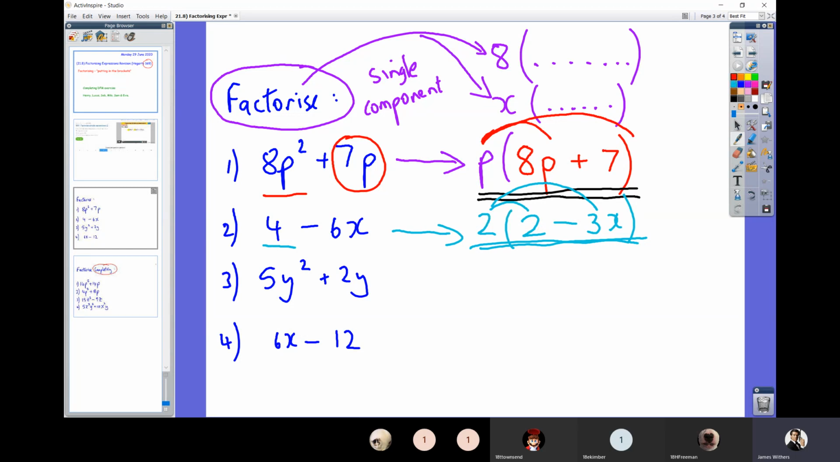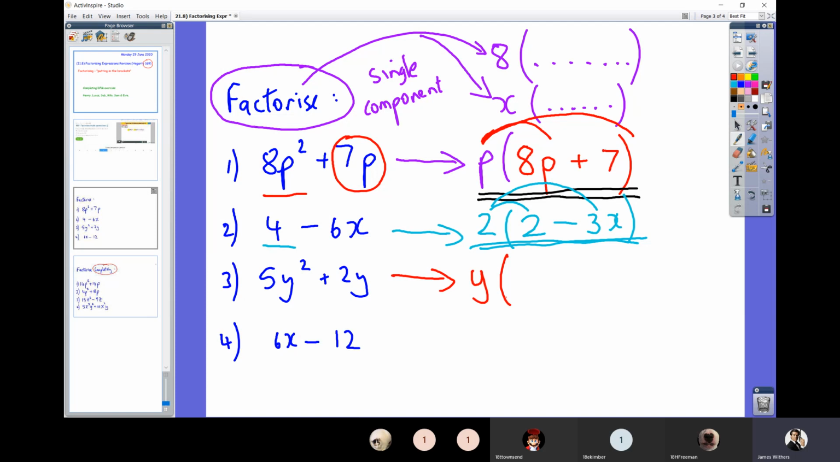Okay, question 3. Can I take out a number here? No, I can't. Apart from 1, there isn't a whole number that goes into both 2 and 5. Can I take out any y's? Yes, I can, because I've got a y squared and a y. So what's common to both? I can take a y outside my brackets.